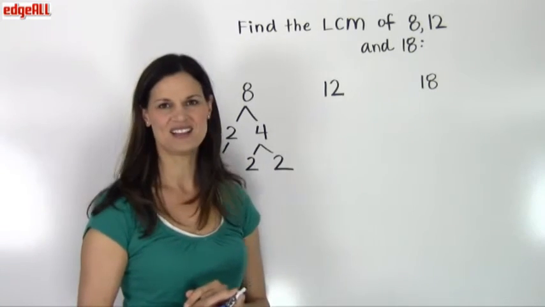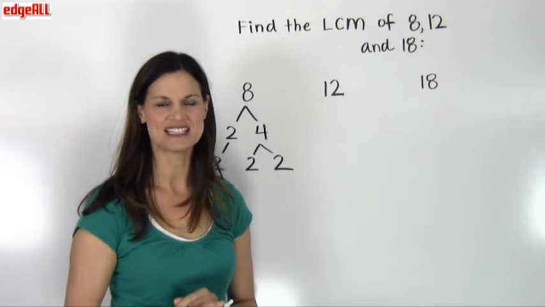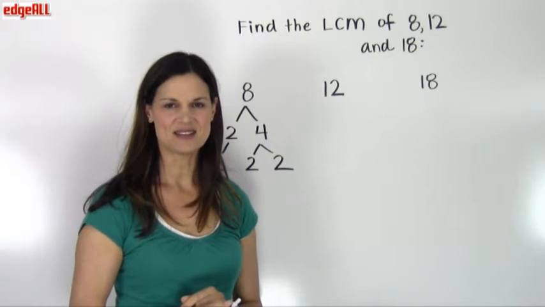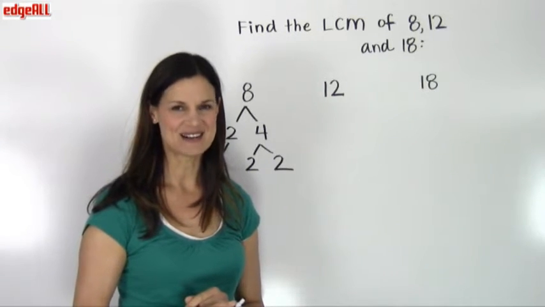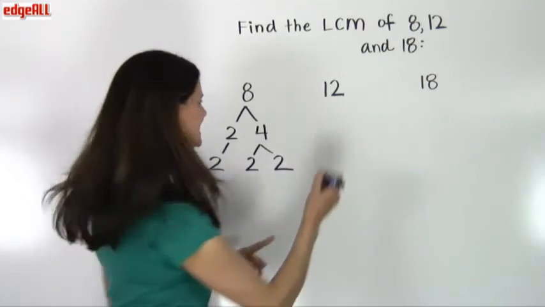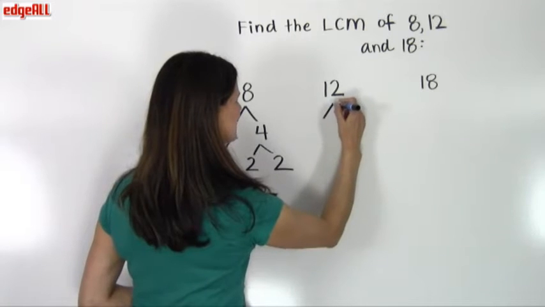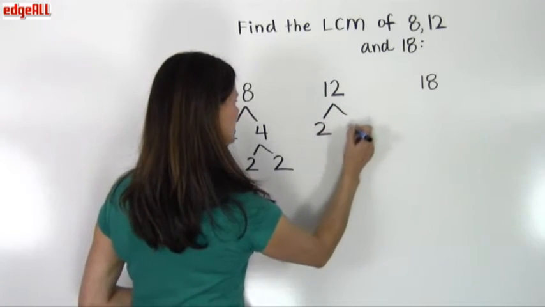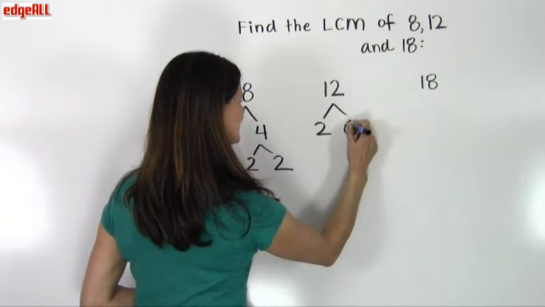Let's break 12 down into its prime factorization. 12 is also an even number, and so it's divisible by 2. 12 divided by 2 equals 6. So I can break my 12 down into 2 times 6.